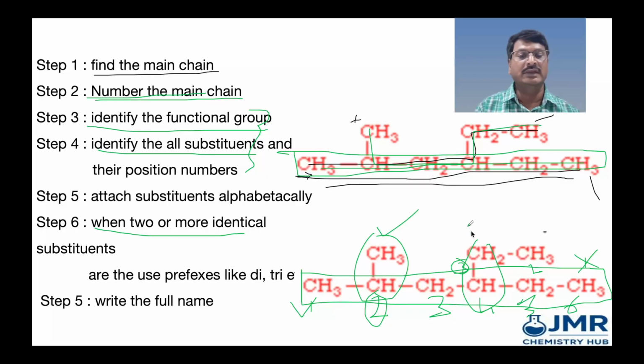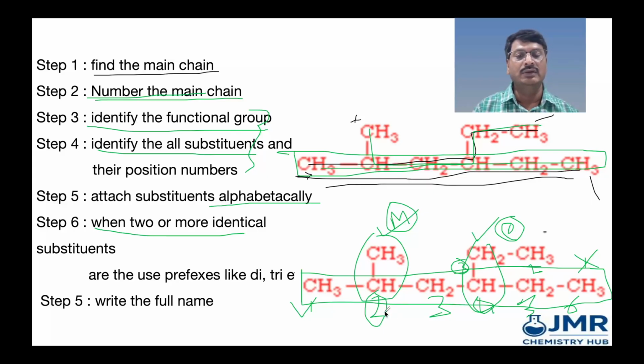So now we get the numbers for the substituents. After that you have to write the substituents in alphabetical order. What is the alphabetical order? You write first ethyl followed by methyl. When you write these substituents, you have to mention the number also, which carbon it is attached to. So 4-ethyl, 2-methyl. On the 4th carbon ethyl is there, on the second carbon methyl is there.